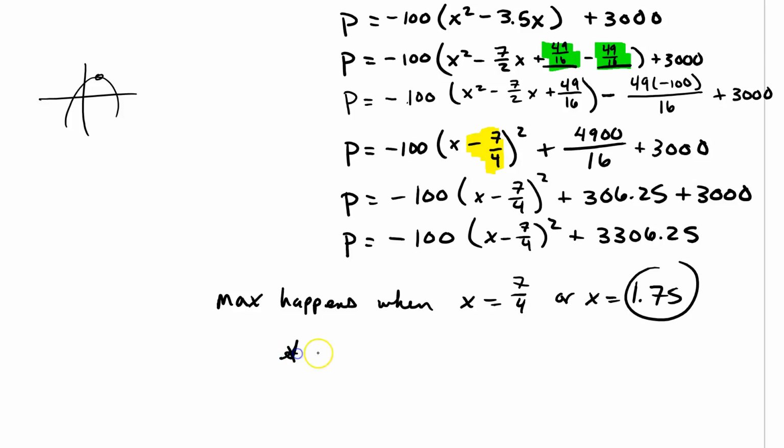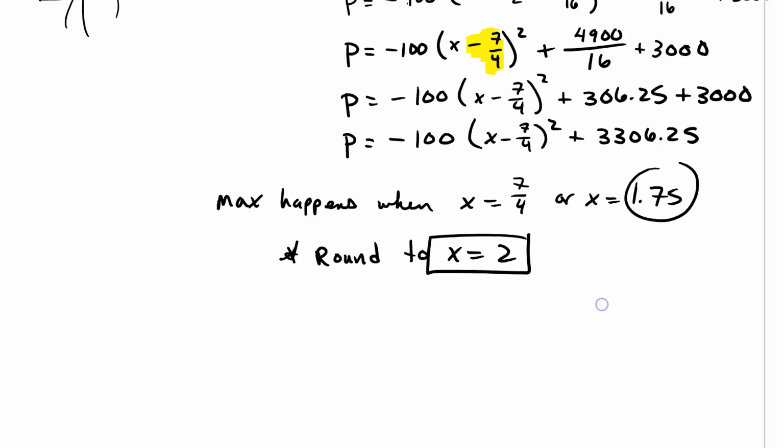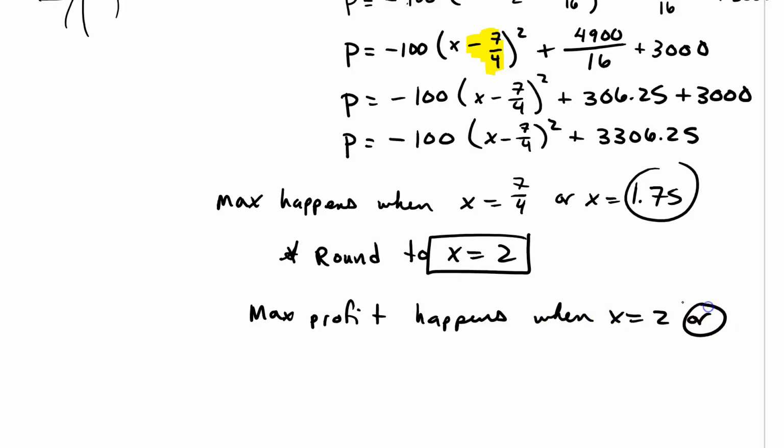So we're going to round to x equals 2. Because you can't have a partial increase, and it's closer to 2 than it is to 1. So that means that max profit happens when x equals 2, or the cost of the ticket is $30 because the original is 20, but we have 2 increases of 5, which makes it 30.